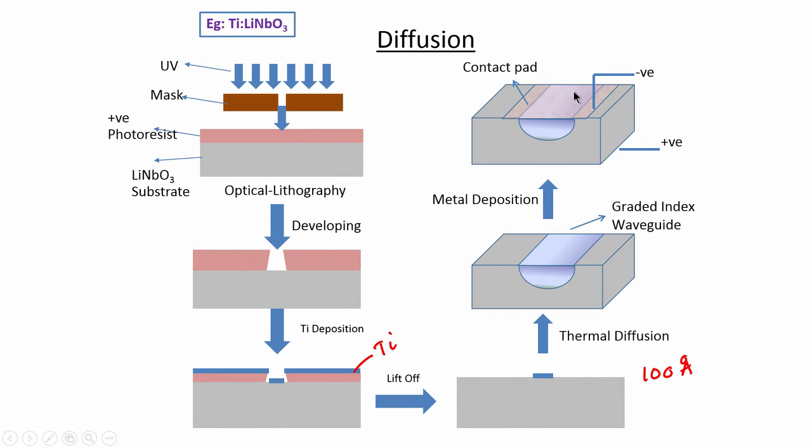Typically the parameters for the lithium niobate process are about 8 hours at up to 1000 degrees centigrade, and the concentrations once again are of the order of a few percent. A 1% change in the refractive index is sufficient to make very good optical waveguides. Once again, we get a gradient index configuration for this.